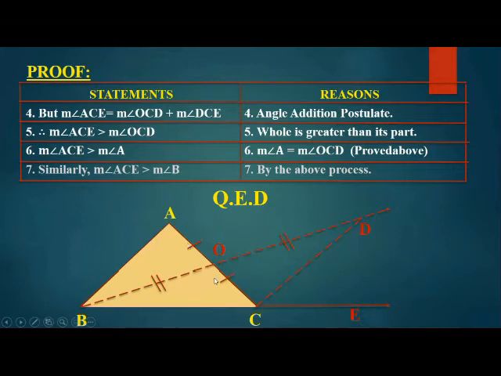Whenever this angle is smaller than the greater one, it means that their congruent angles are also smaller than the angle ACE. In the same manner, angle B is also smaller than angle ACE, which we had to prove in this theorem. So we have also proved this theorem.